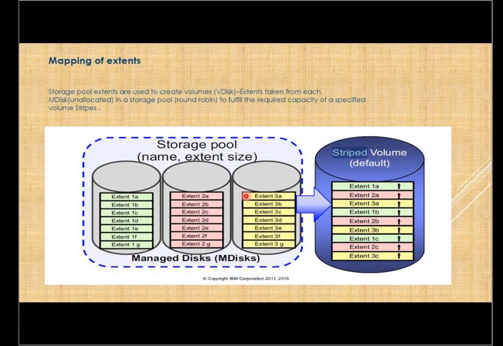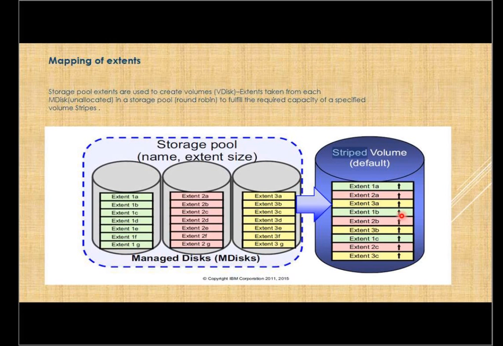Can you see this? For example, this is one MDisk, this is another MDisk, this is a third MDisk, and we see different extents like 1A, 1B, 1C, 1D, 1E. Similarly, we see 2A, 2B, 2C, 2D, 2E, and again 3A, 3B, 3C, 3D, 3E. Whenever we create a volume out of it, volumes in SVC are called VDisks, virtual disks. So whenever we create a VDisk, it will take extents from different MDisks, one from this, one from this, one from this. This kind of volume is called a striped volume.